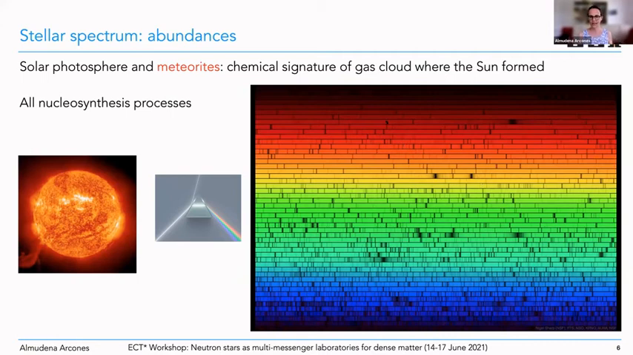So these absorption lines, as you see here in the spectrum of the sun, are due to the atoms in the atmosphere of the sun that absorb the photons at a given wavelength. Depending on which element you have there, you're going to have different absorption lines. And this tells us the composition of the photosphere. This composition was the composition of the molecular cloud where the sun was born. We have, of course, more information in the solar system, and this comes from meteorites that I will mention later.